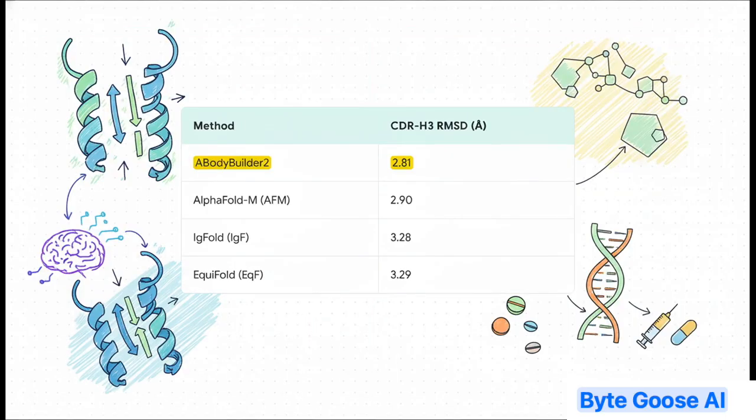Okay, so this table shows the accuracy for that all-important CDRH3 loop. It's measured in something called RMSD. Basically, it's the average distance between the predicted atoms and the real ones. A lower number is better. And check this out. ABodyBuilder2 hits 2.81 angstroms. That's state-of-the-art accuracy, and it's even a little bit better than AlphaFold-Multimer.